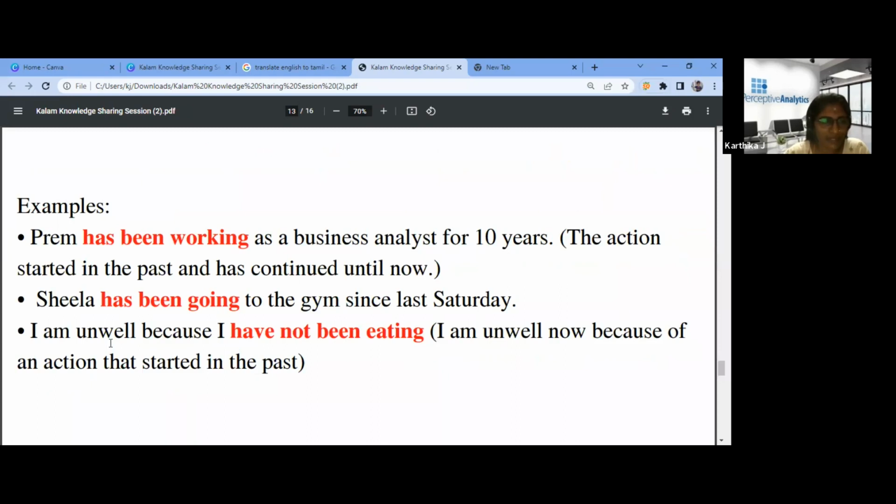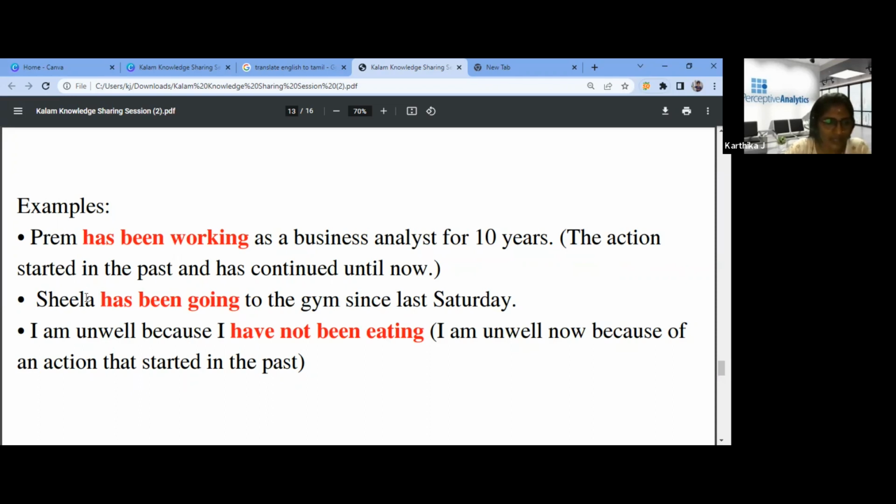First example, Prem has been working as a business analyst for 10 years. He started 10 years ago, but still he is doing that business analyst work only. The action started in the past and has continued until now. So it is an ongoing process. So that's why we are using has plus been plus verb plus ing.